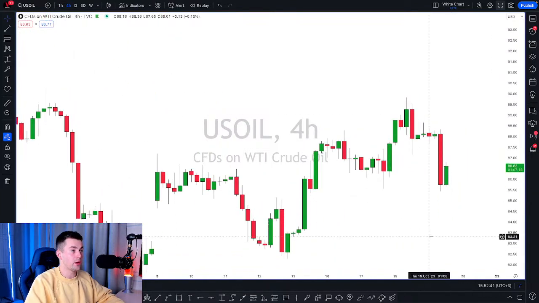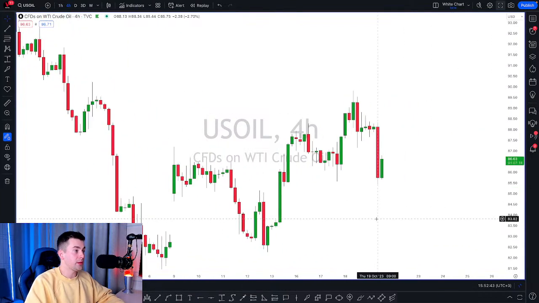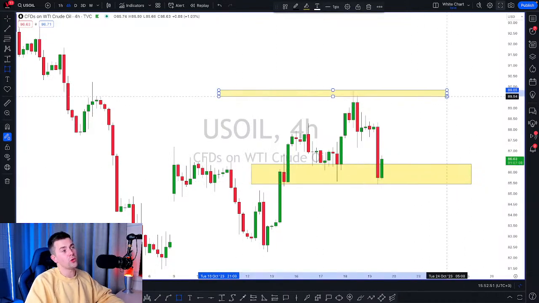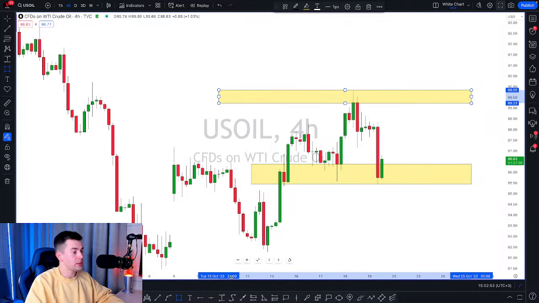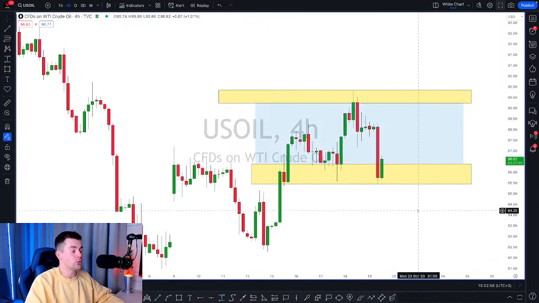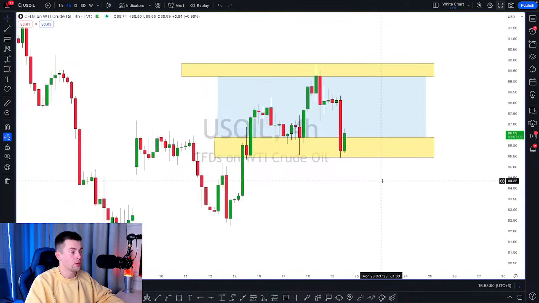Here on the 4-hour time frame, we can spot a very important intraday support on WTI crude oil. Yes, from a technical perspective, that is our current trading range where the price is stuck.